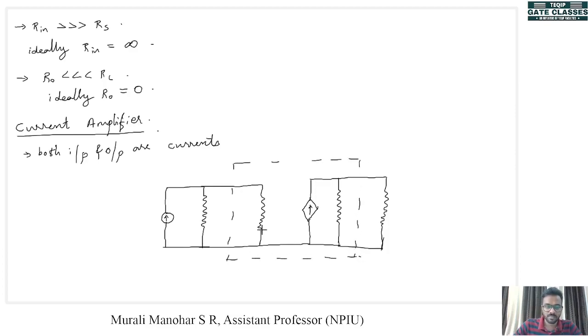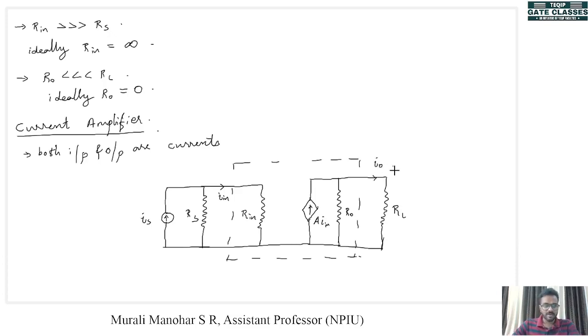This is Is, this is Rs, and the current flowing into the amplifier is called I in. This is the input resistance of the amplifier Rin. This is a current controlled current source, as it has a gain A. So this is A into I in. This is R out, and this is RL. Here we have the output current I out.